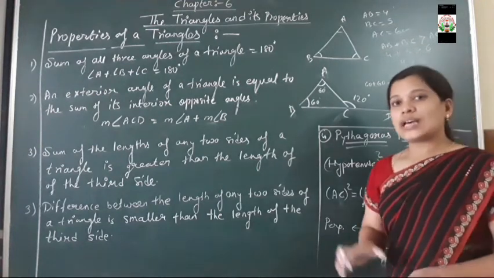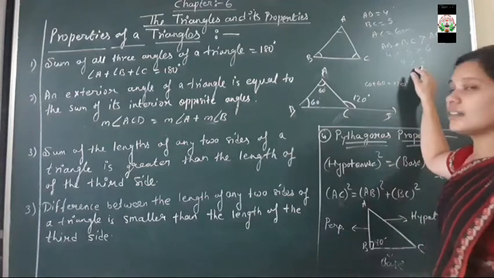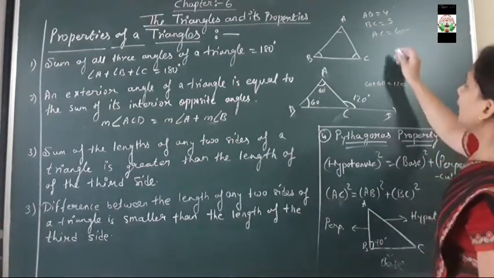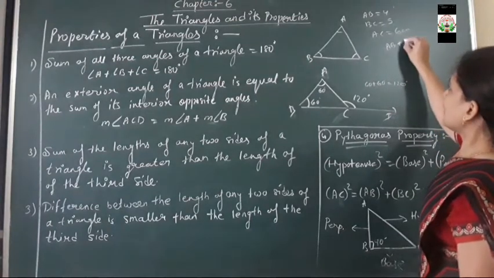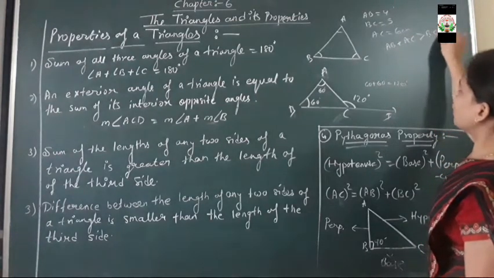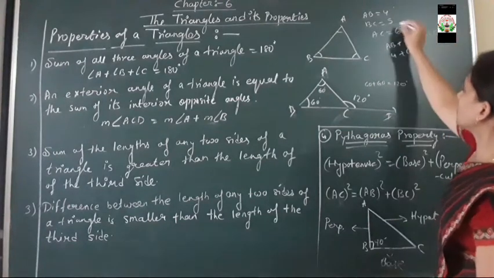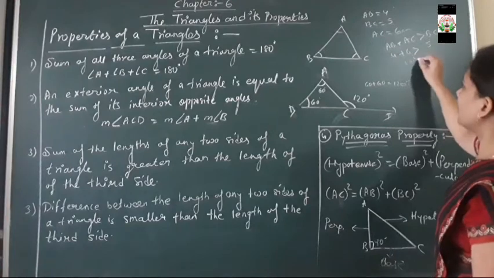9 centimeter. As we know, 9 centimeter is greater than 6. Or you can say that if we interchange, AB plus AC is greater than BC. Why is it so? That is 4 plus 6 is greater than BC. How much is BC? BC is 5. So here it will be 10 greater than 5.